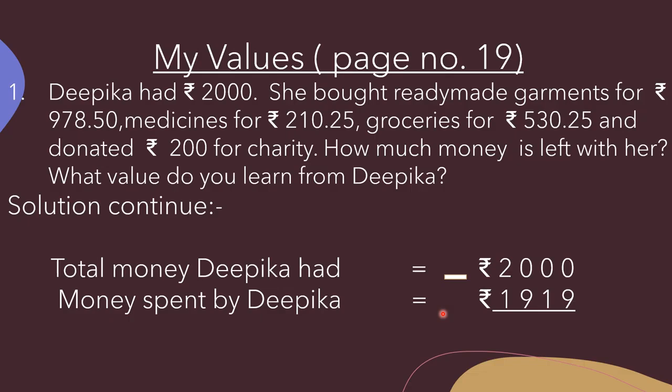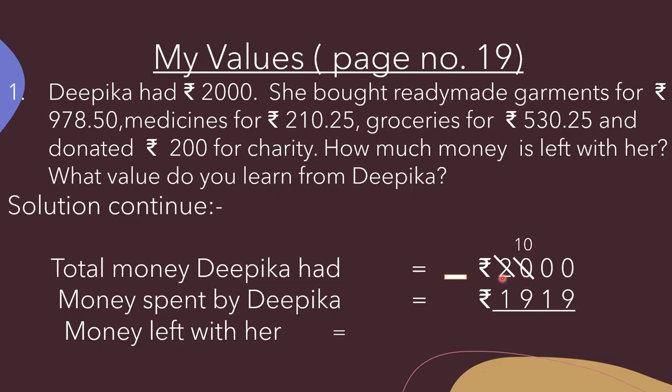Okay, so now we can find out the money left with her. So let's start from our right hand side. So here you can see 0 is given. So 0 will take borrow. Again 0 is there. Again 0 is there. So that first of all, the leftmost 0 will take borrow. Okay, and this 0 will become 10.